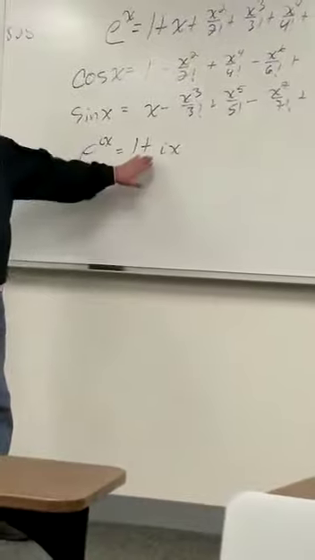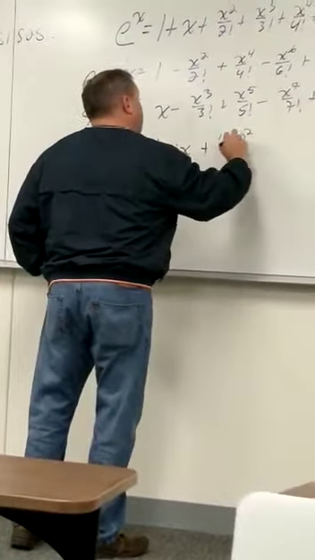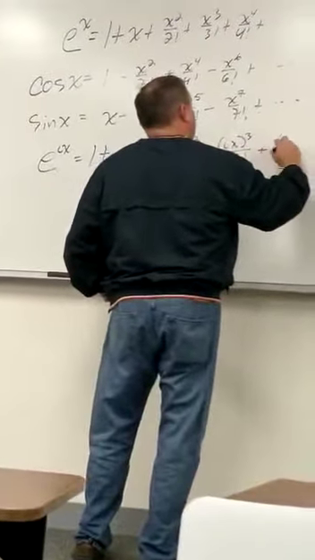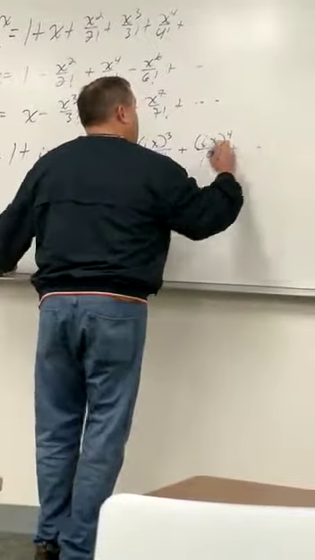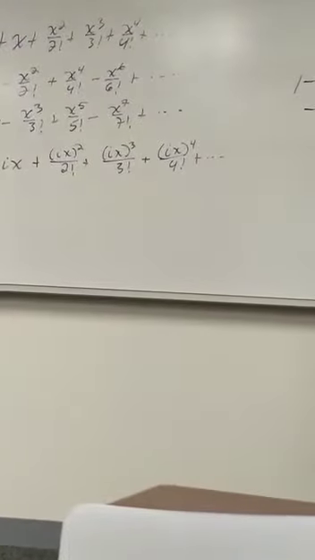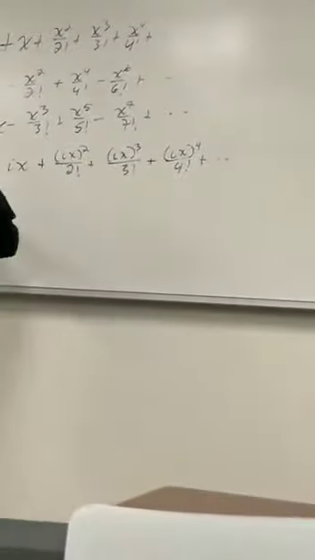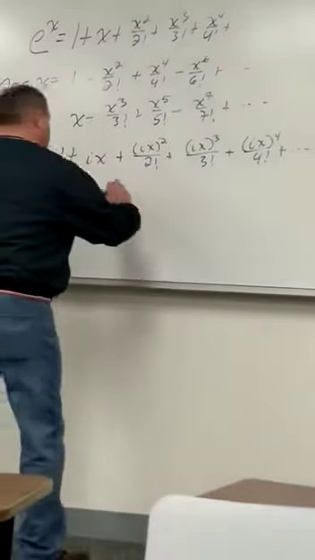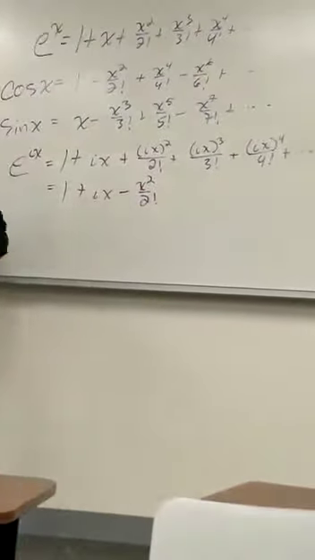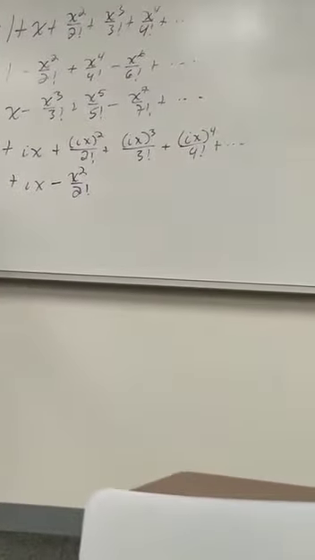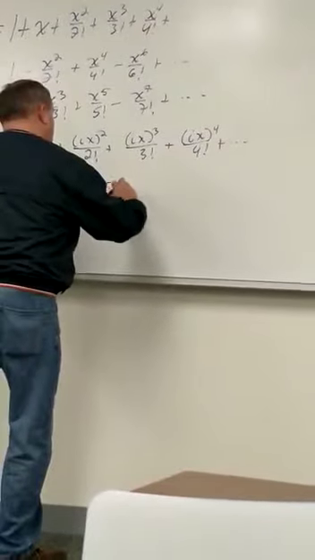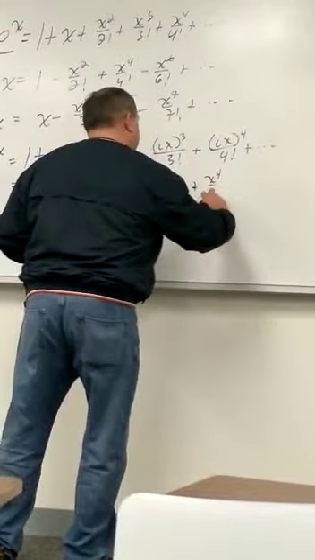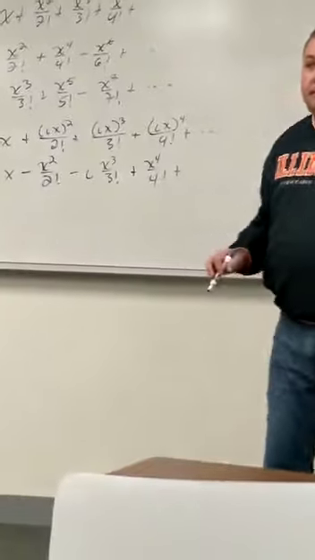And when he did this, and he plugs in, well, I'll do this for a few terms and then we'll see the pattern. What's i squared? Negative 1. What's i to the cubed? Negative i. What's i to the fourth? 1. What's i to the fifth? i.